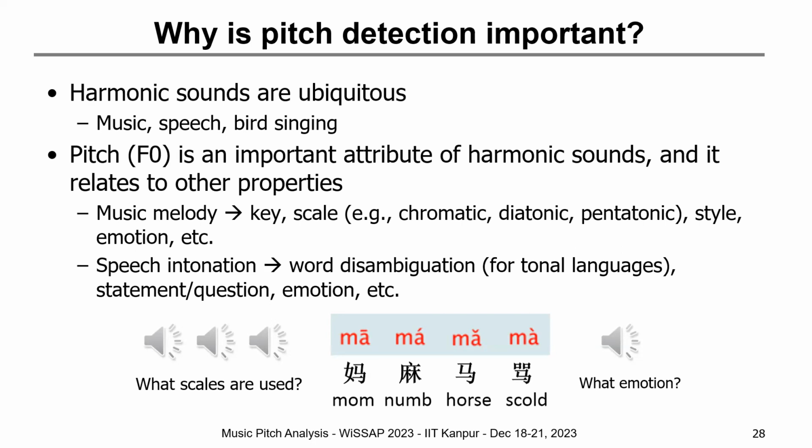And in speech, intonation is an important aspect. It's useful for word disambiguation for tonal languages. For example, in Chinese, the same pronunciation with different intonation can mean very different things. This ma is constant pitch, ma is rising pitch, ma first down and then up, and ma, that's going down. So they can mean very different meanings.